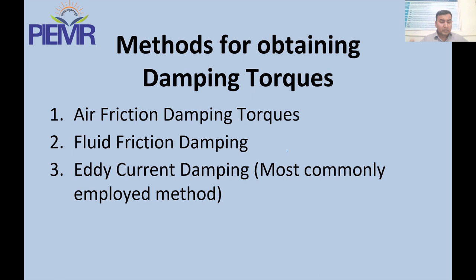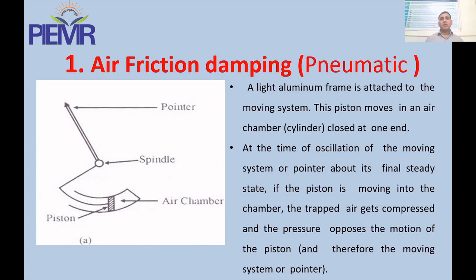So three types of systems will be used. First is air friction damping, second is fluid friction damping, and third is eddy current damping. The basic method behind air friction damping is that the extra energy from the deflection force is reduced by using friction forces. We provide a pointer positioned in an air chamber, connected to a piston.